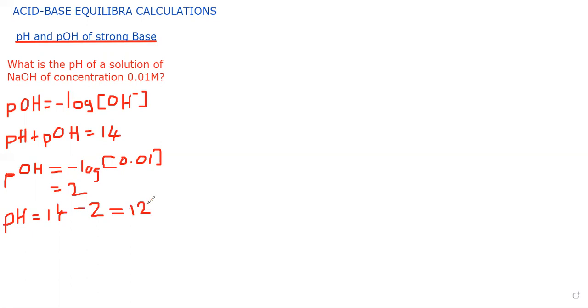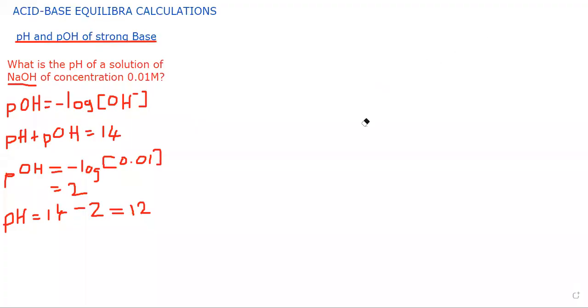And of course, the pH would be above 7 because it's a solution of sodium hydroxide, which is a strong base. So if you want pH of a base, you're going to work out the pOH and subtract it from 14. Now there's a second equation that I want to show you that you can use to do this calculation.